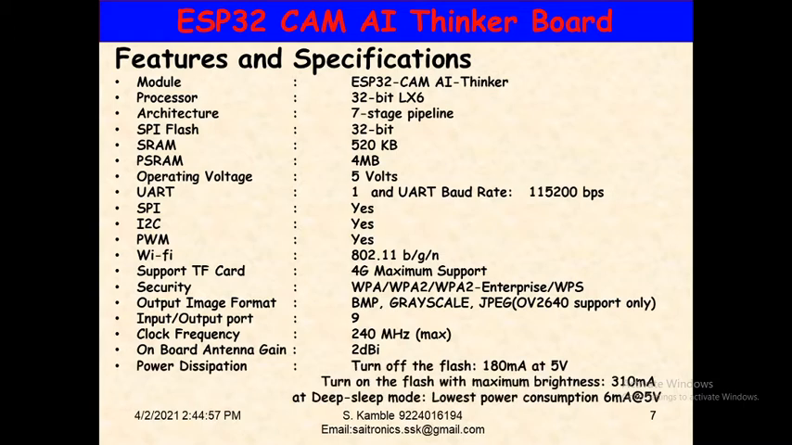When you turn off the flashlight, it will take 180 milliampere. When you turn on the flashlight, it will take 310 milliampere. And if it is not doing anything, in sleep mode, its current is 6 milliampere at 5 volt. These ratings are all related to 5 volt. So these are the specifications of the ESP32 CAM.